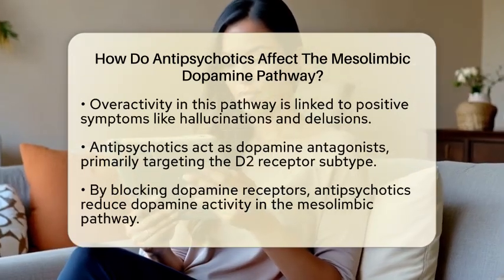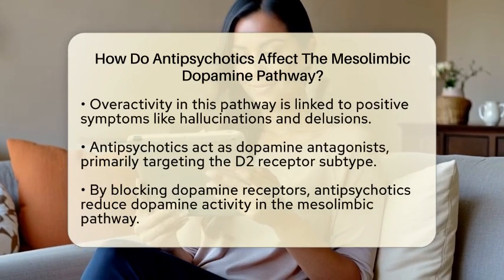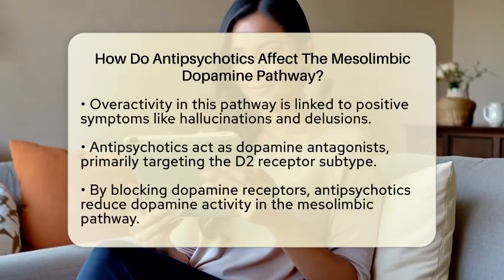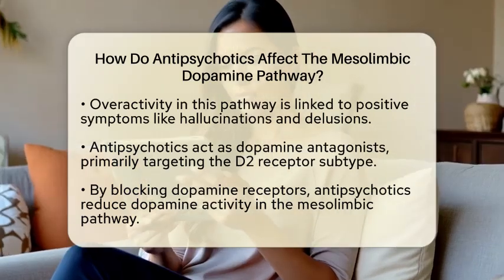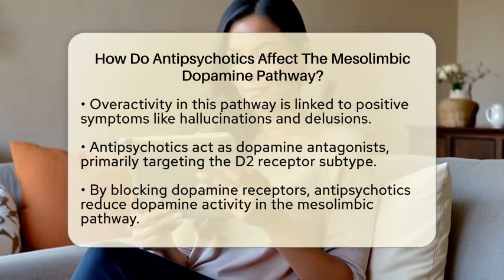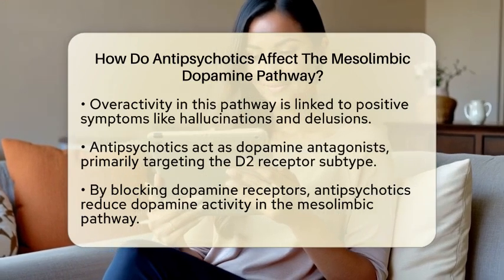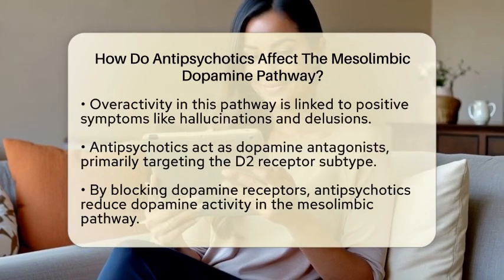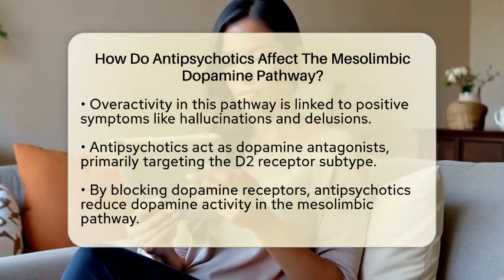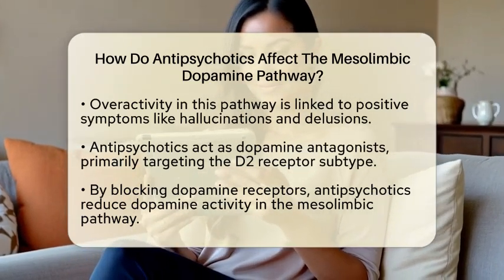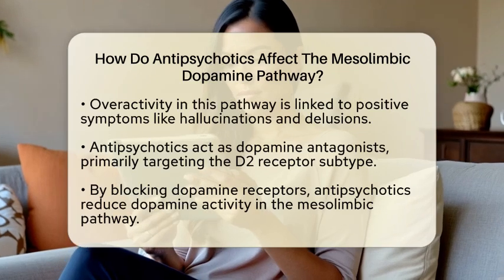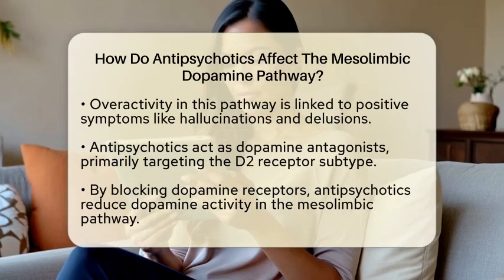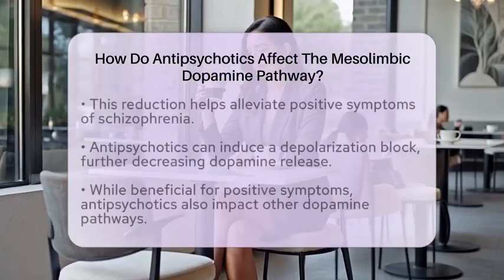Antipsychotics primarily target the mesolimbic dopamine pathway by acting as dopamine antagonists. This means they block dopamine receptors, particularly the D2 subtype. By reducing dopamine activity in this pathway, antipsychotics help alleviate those positive symptoms associated with schizophrenia. When antipsychotics bind to dopamine receptors on neurons in the mesolimbic pathway, they prevent dopamine from activating these receptors. This action leads to a decrease in dopamine-driven neurotransmission.